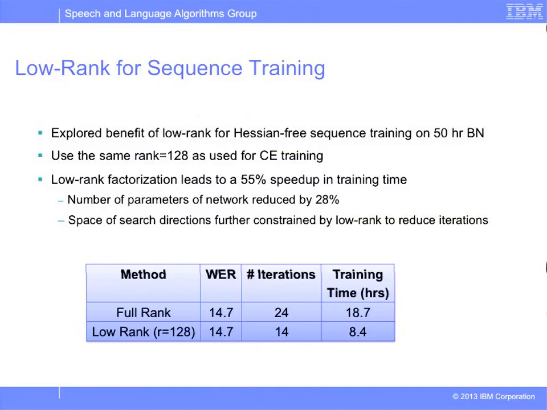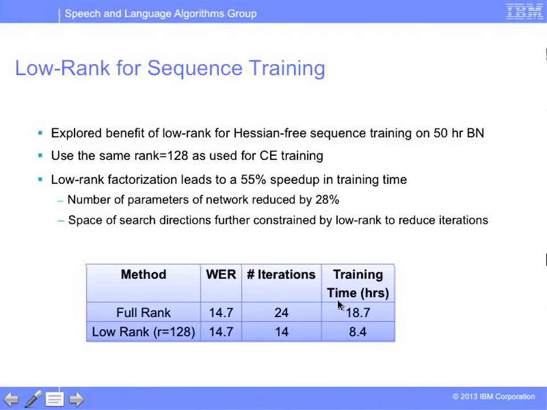So we also looked at applying low rank to sequence training to see if we would get any benefit in terms of training time on that level as well. Again, we use the same rank 128 that we used for the cross-entropy training. What we find here is a full rank system has a word error rate of 14.7. We run this for roughly 24 iterations, and training time is 18.7 hours.